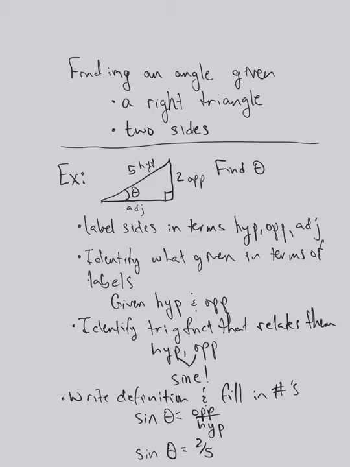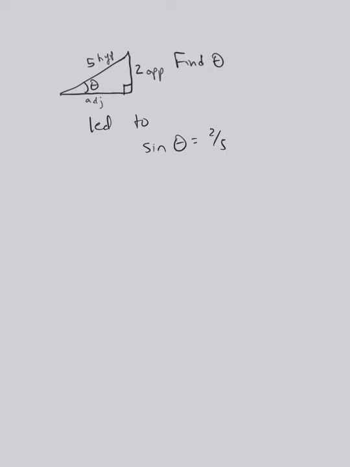Okay, now the key thing is we need to solve for theta. We want to get theta all by itself. So try to think about different ways you can do that, and we'll discuss it on the next slide. Okay, so we started in this situation, and then that led to this equation, sine theta equals 2/5. And the idea is that we want to solve for theta, right?